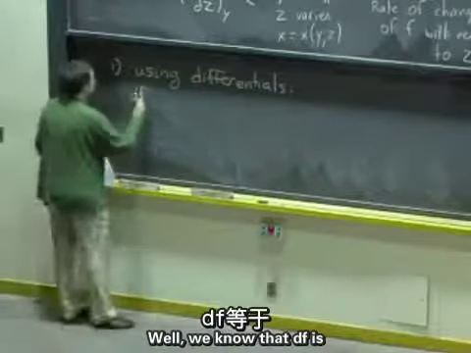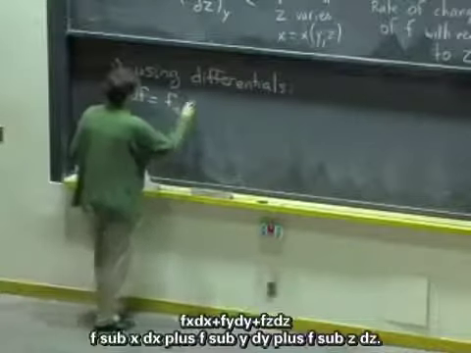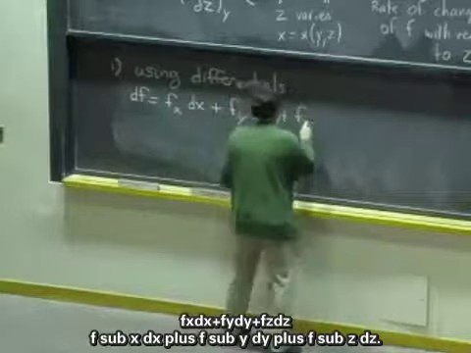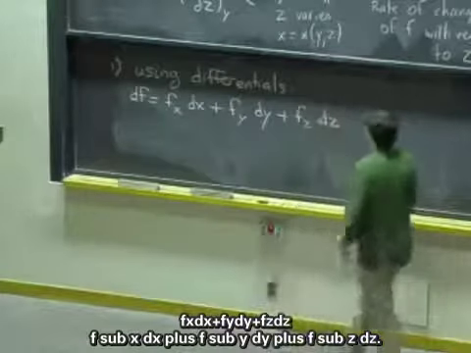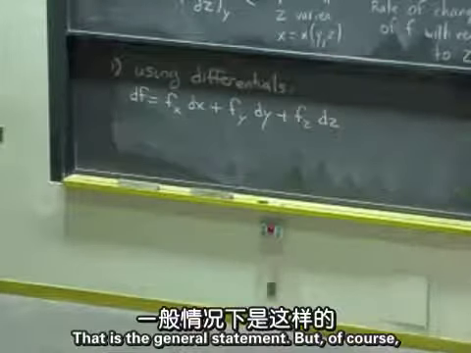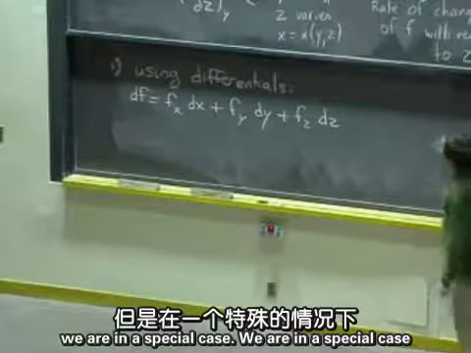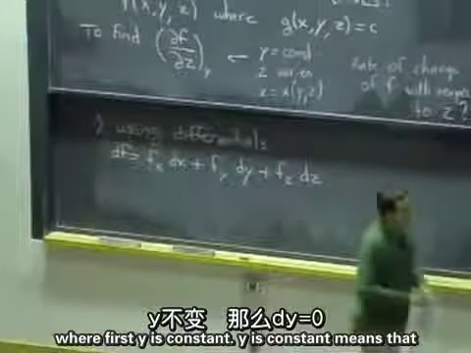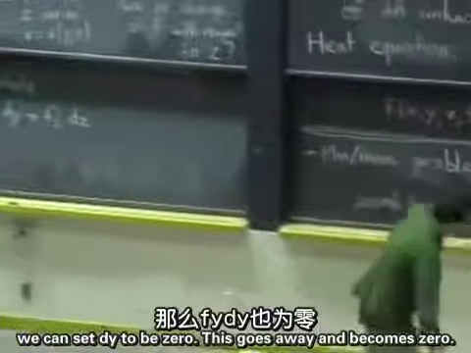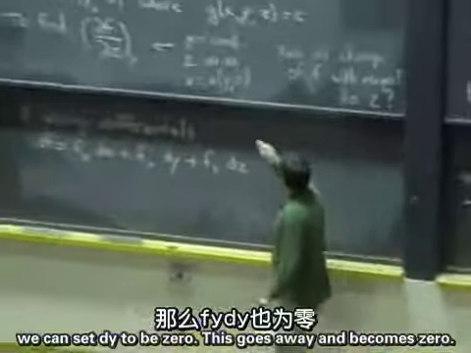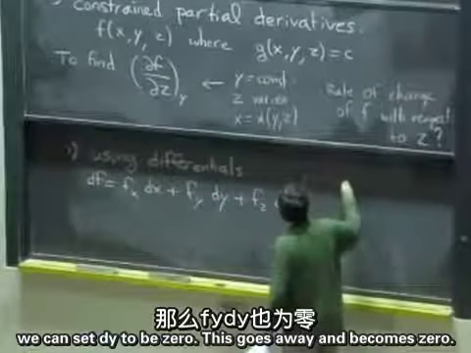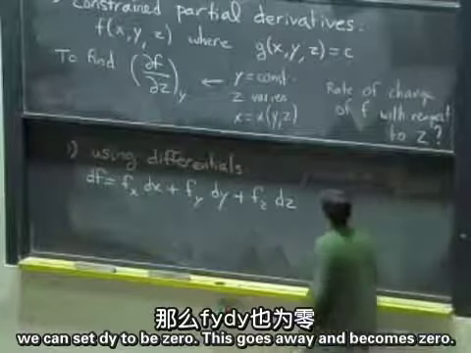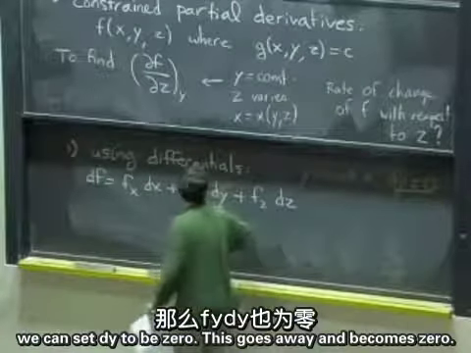Well, we know that df is f sub x dx plus f sub y dy plus partial f partial z dz. That's the general statement. But of course, we're in a special case, where first y is constant. Y is constant means that we can set dy to be 0. So this goes away and becomes 0.